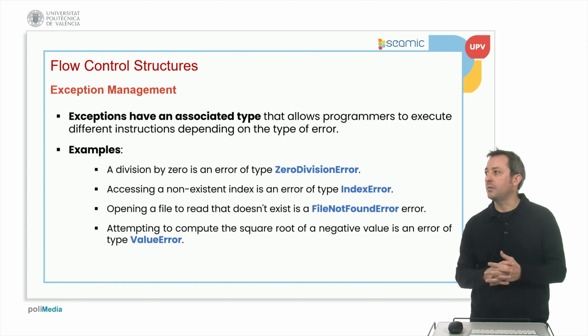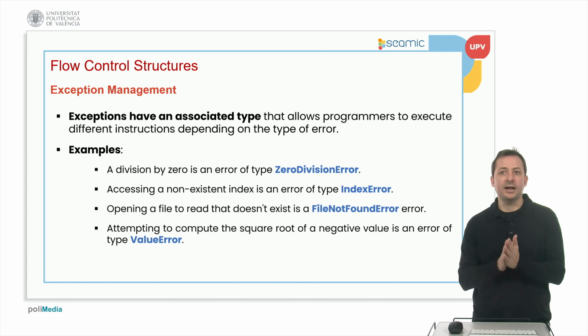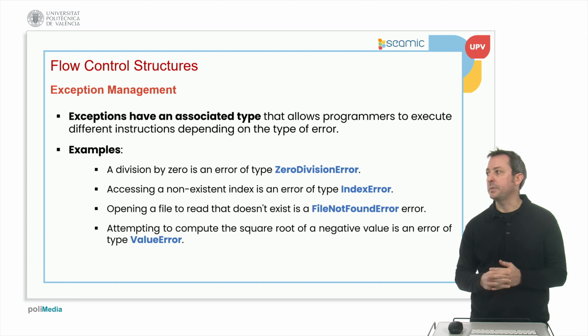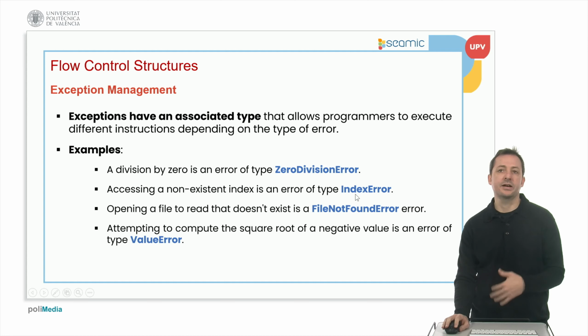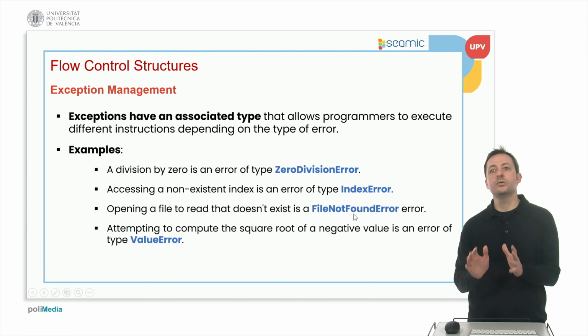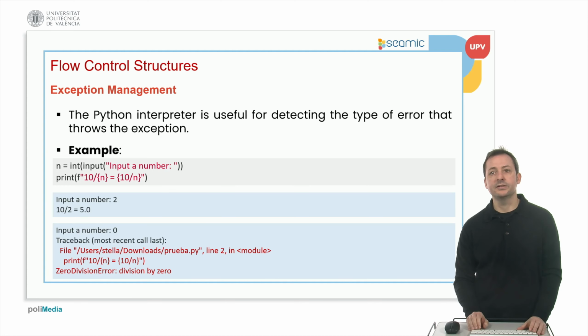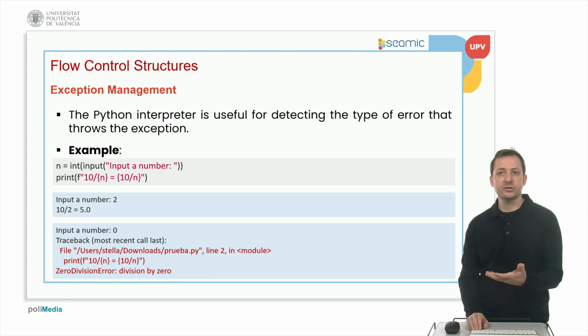Here you have some of the exceptions that can occur in Python depending on different situations. For example, zero division error, index error, and so on. So when you find an error, you will see the message in the terminal, but if you write the try except statement, these errors can be taken.